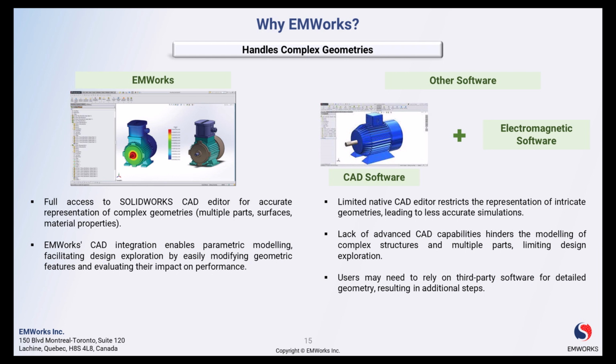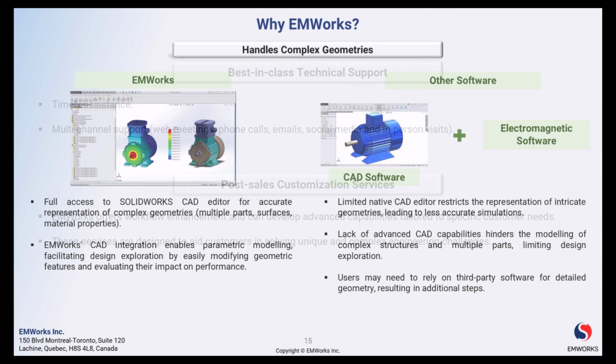EMWorks integration with the CAD modeler also enables a powerful parametric modeling workflow for design optimization. Engineers can define geometry dimensions, material properties, mesh parameters, and other attributes as variables. These parameters can then be modified and simulations rapidly rerun to evaluate design changes.